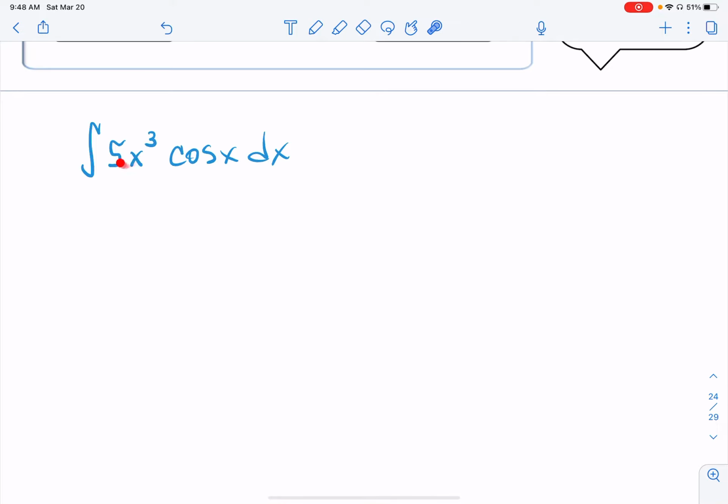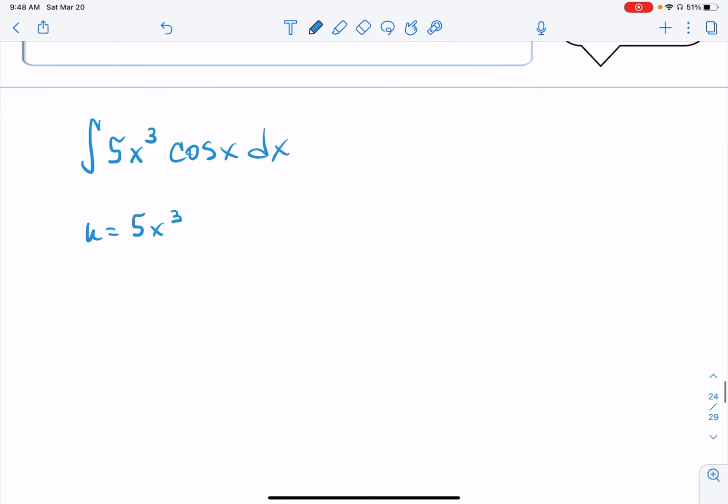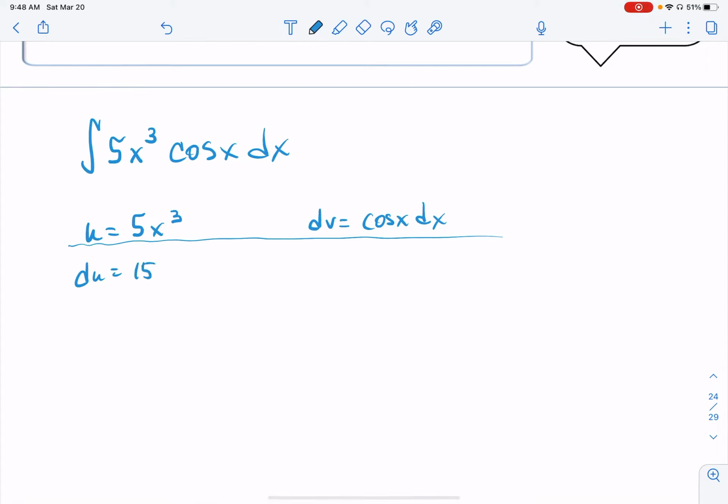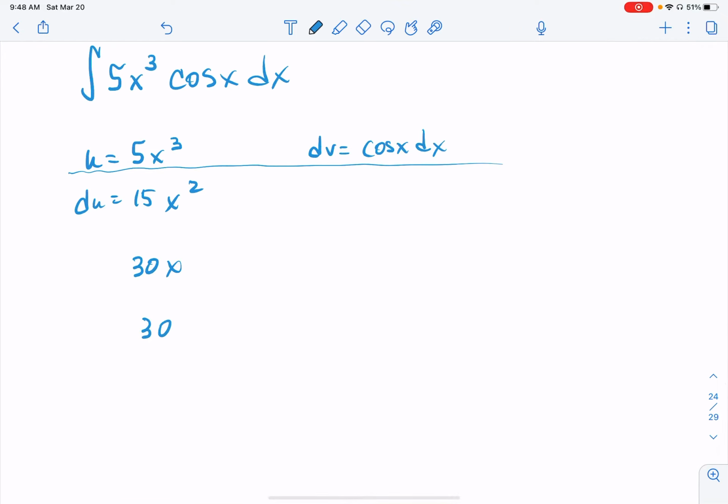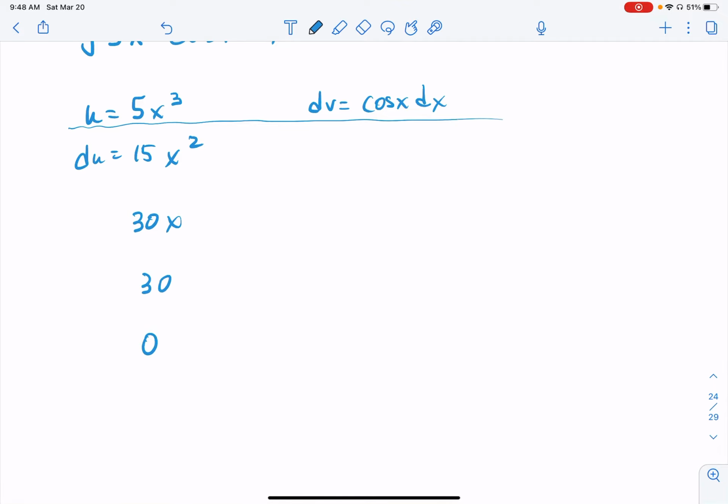So this polynomial function is going to be our u in LIPET, and then the cosine x dx is going to be our dv. So our u should be equal to 5x cubed, and our dv is going to be equal to cosine x dx. Let me draw a little line here. Now going downwards for the u, of course, we take the derivative. So our du is going to be equal to 15x squared. And now you just keep going until you reach 0. I'm going to have 30x. Take the derivative again, I'll have 30. Take the derivative again, I get 0. So now we know when we're supposed to stop.